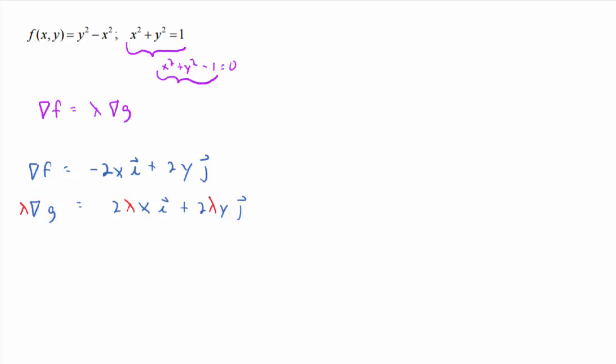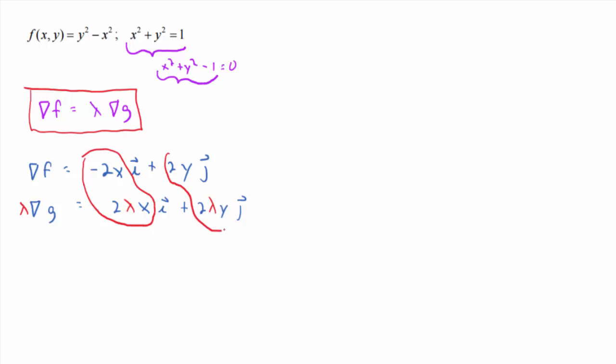And then when vectors are equal, right? These guys are vectors. Their corresponding components have to be equal. So we're going to set negative 2x equal to 2 lambda x, and we're going to set 2y equal to 2 lambda y. And along with the original form of the constraint equation, those will represent our system of equations. So we get negative 2x equals 2 lambda x, and 2y equals 2 lambda y, along with x squared plus y squared equals 1.